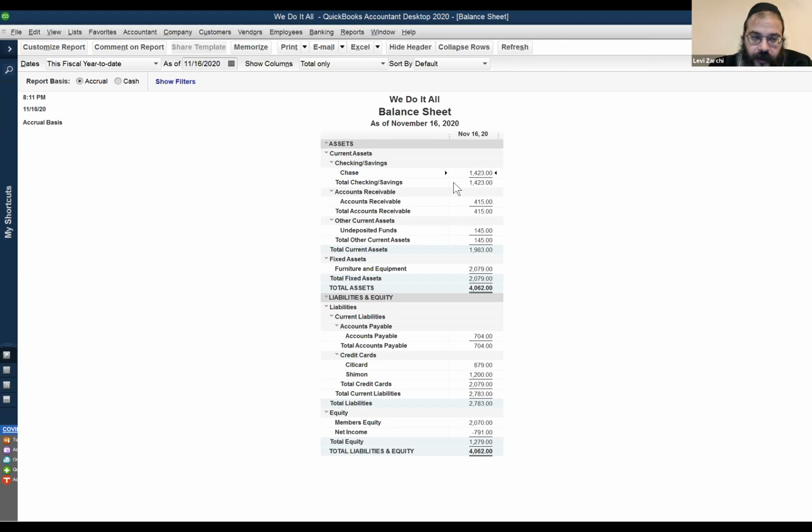Okay, right now, whether your money is in Chase or whether it's in Citi or combined, as long as the total amount of money here is 1423 under checking and savings, a combination of two accounts, that's fine. Okay, we went back and forth a number of times.